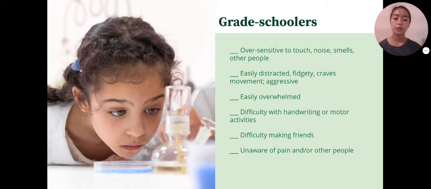And as they grow older, maybe you noticed continued sensitivity to touch, noises, smells, and people, limited attention, fidgeting, need for movement, aggression, easily overwhelmed, difficulty with writing or motor activities, difficulty making friends, lack of awareness of pain or people. Again, every child is different. These are common signs of sensory processing challenges, but definitely not the end-all be-all.